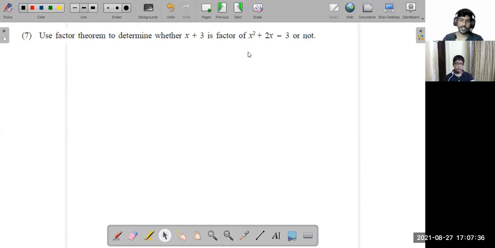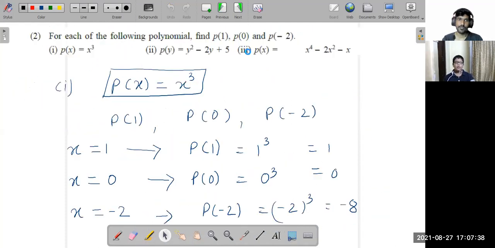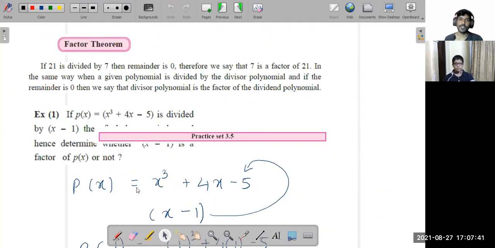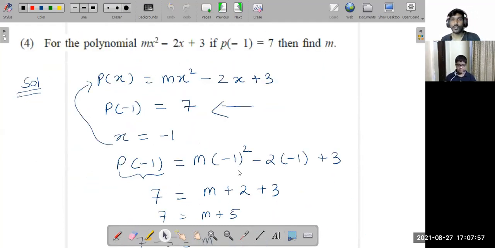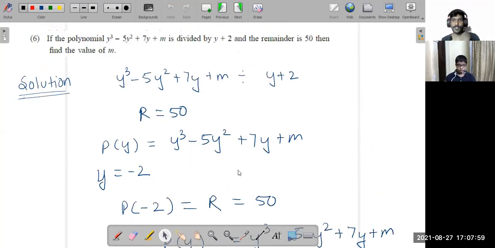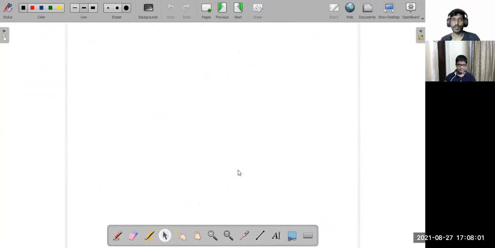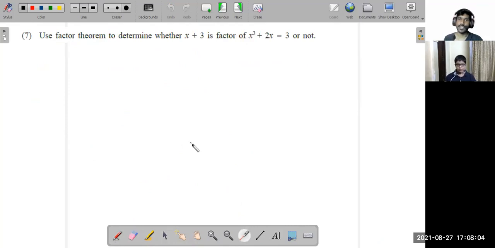Okay, do you remember the factor theorem? What does the factor theorem say? If the remainder of a number is 0, then that number is a factor. Yes. After dividing the dividend polynomial with the divisor polynomial, if you get the remainder to be 0, then we can say that x plus 3 is a factor of x squared plus 2x minus 3.